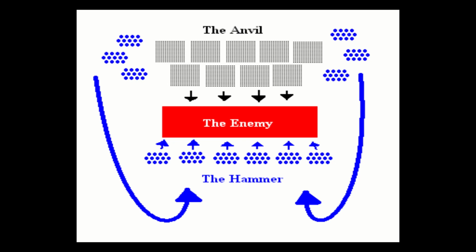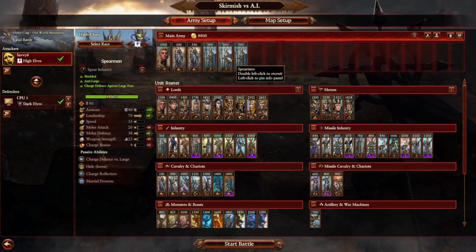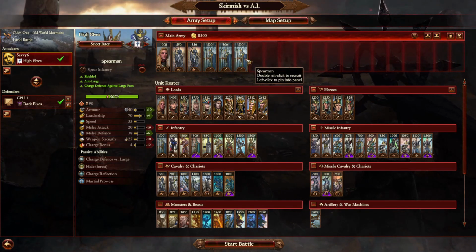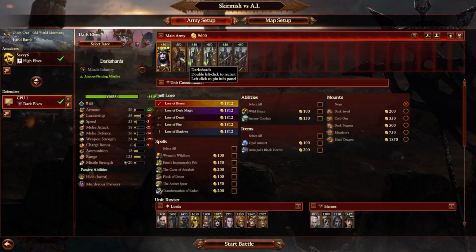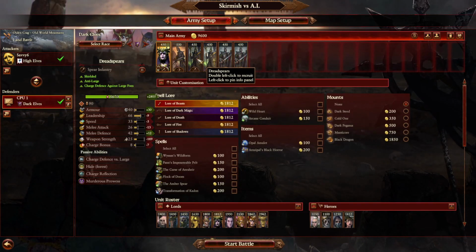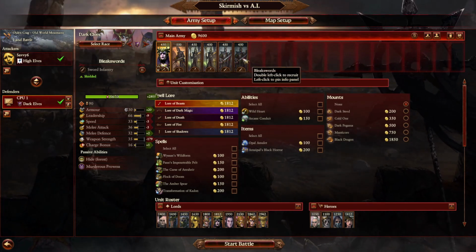The concept behind the strategy is to trap the enemy forces between two opposing forces, one acting as the hammer and the other as the anvil. In this scenario, we're going to use two armies, the High Elf faction and Dark Elf faction, just pick two random factions, and we're going to provide them infantry, a combination of spearmen and swordsmen, and then we're going to provide the cavalry, which is going to be the hammer for this event.